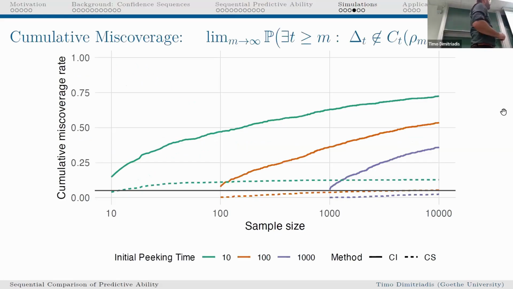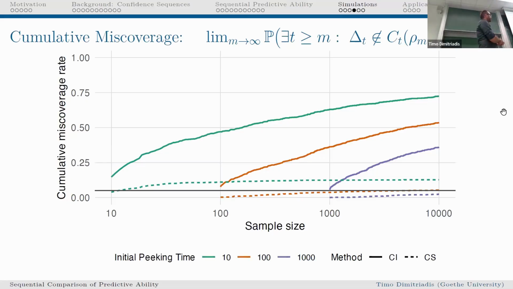Now, if we look at cumulative miscoverage rates, so that means how often was the truth outside of the confidence interval at any time point t larger than the peeking time. That should be alpha or below alpha. And so what we see for the confidence intervals, starting peeking at 10, 100, or 1,000 is quite bad. In the end, at sample size 10,000, we end up at 30, 50, or even 70%. And for our intervals, our sequences, it looks much better.